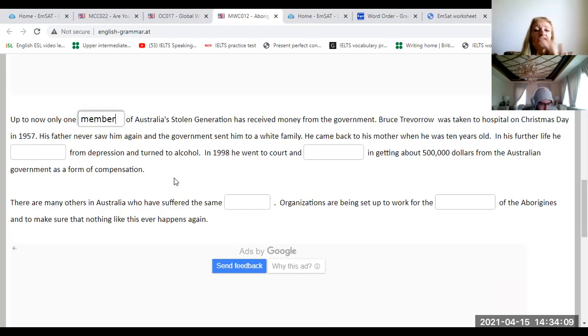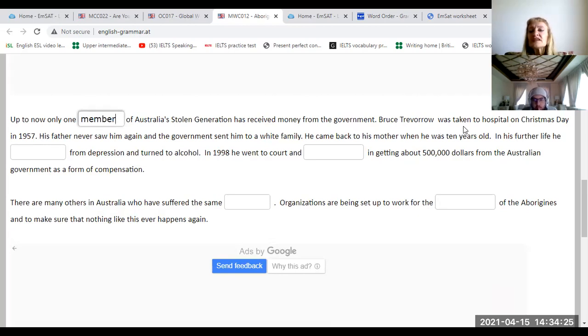So out of all of these, there were many of them as well, out of all of the stolen generation of children, only one received any compensation money from the government. That is absolutely disgusting.